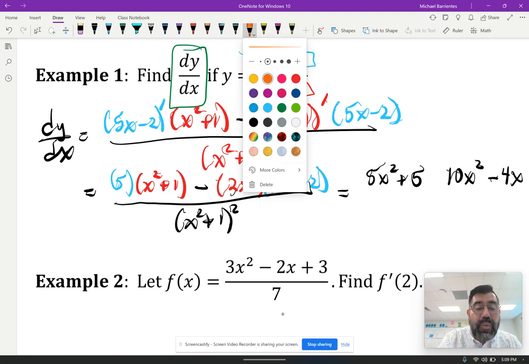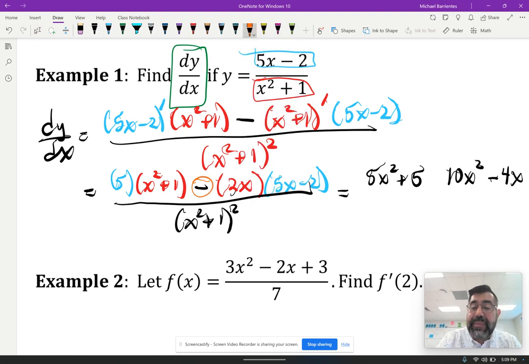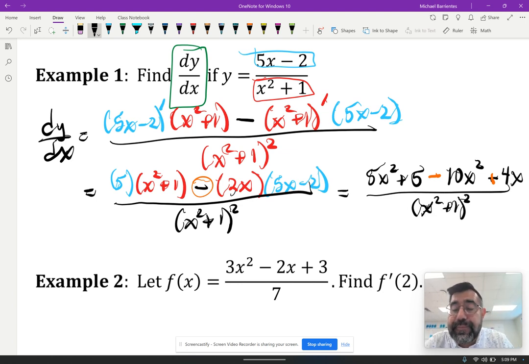Except we were subtracting. So that means I have to subtract, and I have to subtract, which is going to make this into a plus 4x. And all of that is still divided by x squared plus 1. I would not encourage you to multiply this out. I would leave it like that.